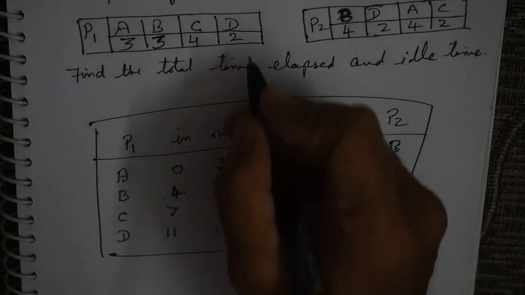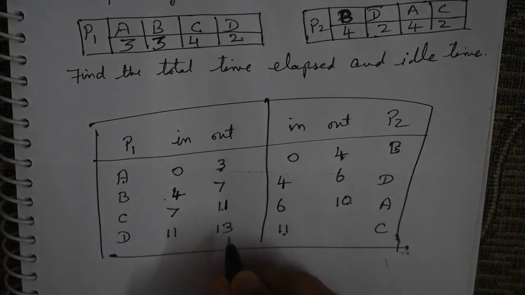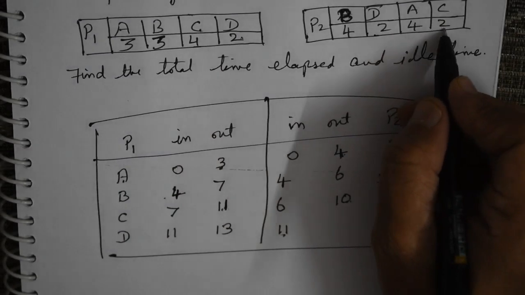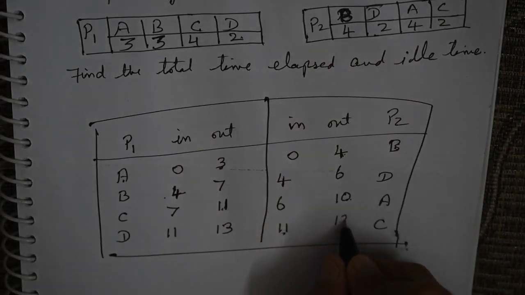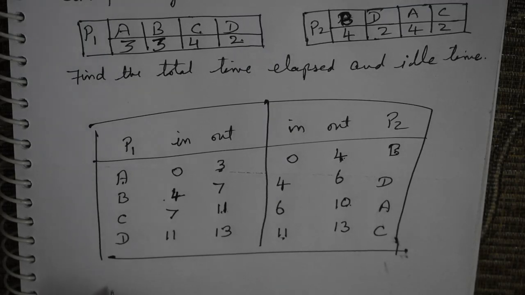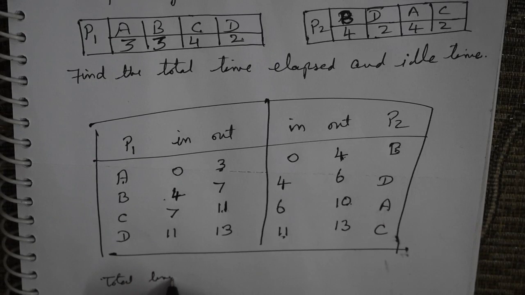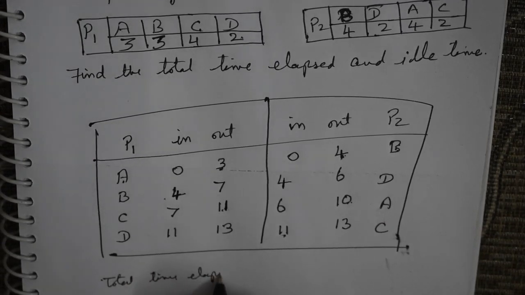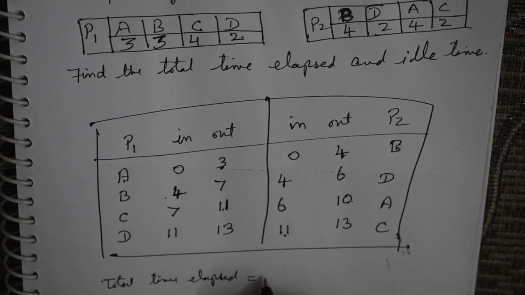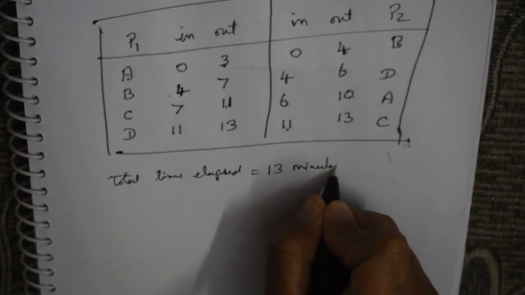Machine D on job P1 is 2 minutes, which is 13. Machine C on job P2 is 2, which is 13. That means the total time elapsed is equal to 13 minutes.